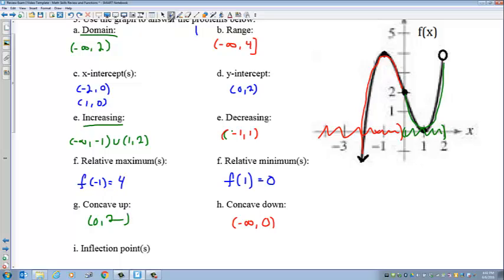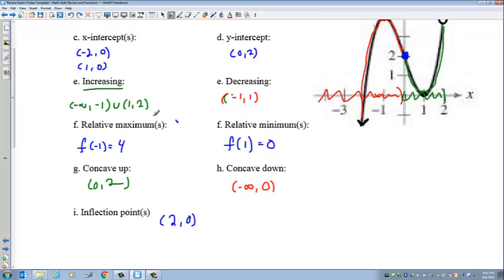We have inflection points where you change concavity, or in this case where you change color. So since we went from red to green, we'd count that as an inflection point. So we have an inflection point at 2, 0. Now remember, that's a point and not an interval like these two things here. All right, so that completes that problem.